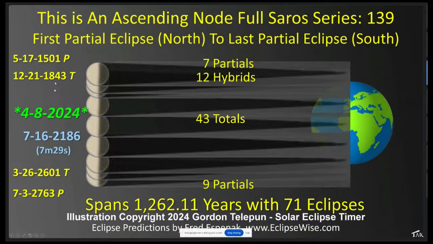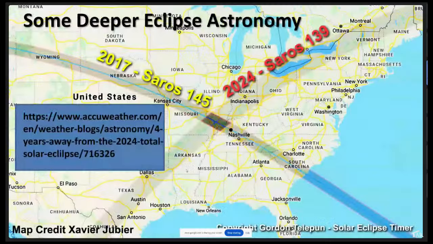But you see, this Saros started in 1501, and it generated all of these partials and a few hybrids, and now it's generating totals. It's generating our April total, and it'll also generate a total in 2186 that's 7 minutes and 29 seconds long, which is almost the maximum. So this Saros cycle is spanning 1,262 years.